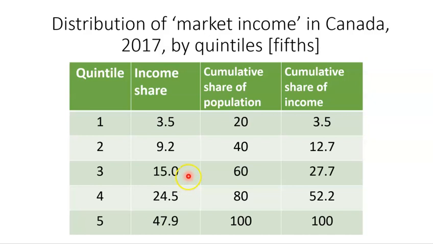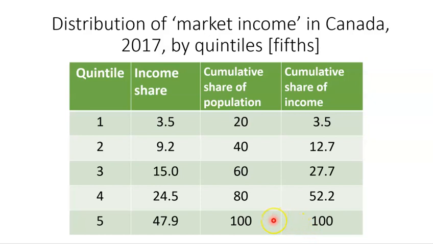If we take the next 20%, they've got 15% of market income. So that's telling us that 60% of the population has just under 30% of total income, and so on. So the bottom 80% of the population has just over half of total income. So that means that the top fifth, the top 20%, have almost half of total income. So, of course, 100% of the population has 100% of the income.